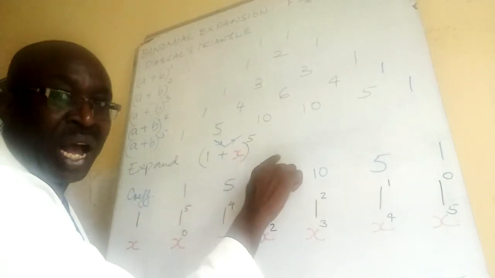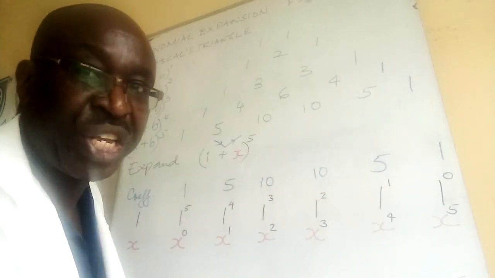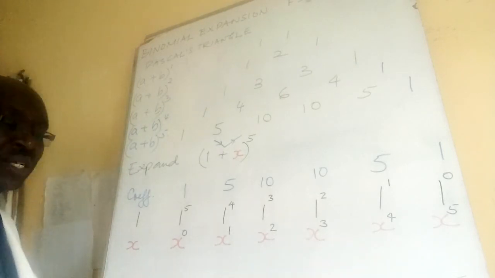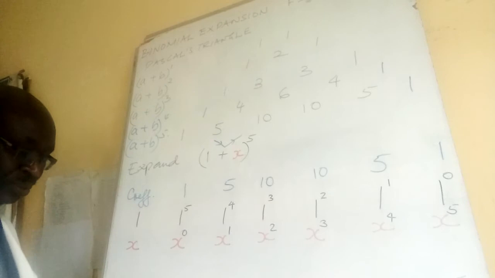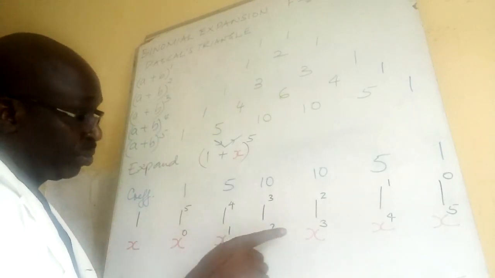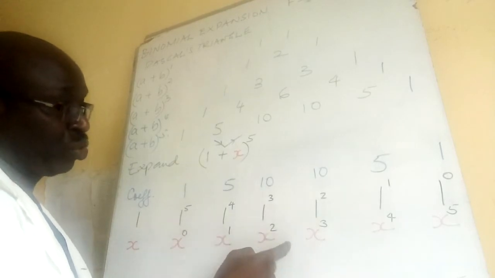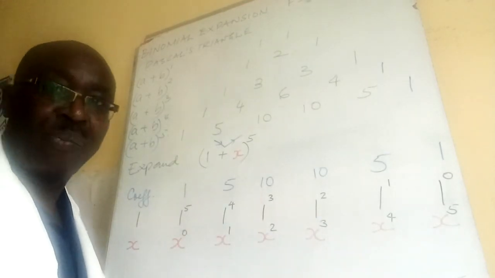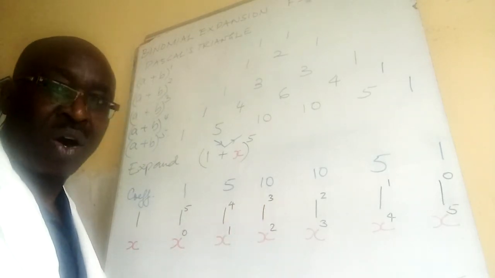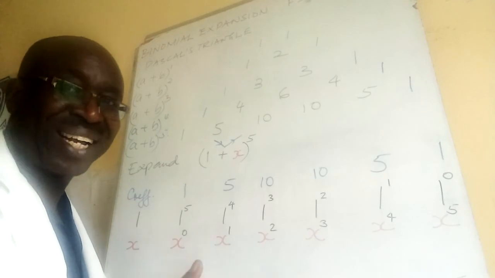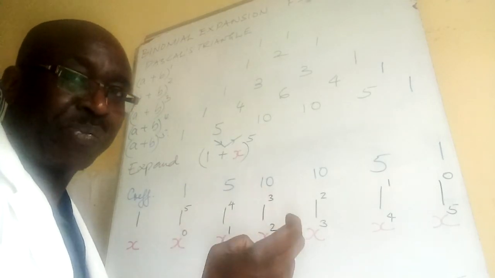I had written up to x to power 3. So you can see up to x to power 3. When I say x to power 3, how many terms are there? 1, 2, 3, 4. So I can tell you up to 4 terms, or up to x to a given power.